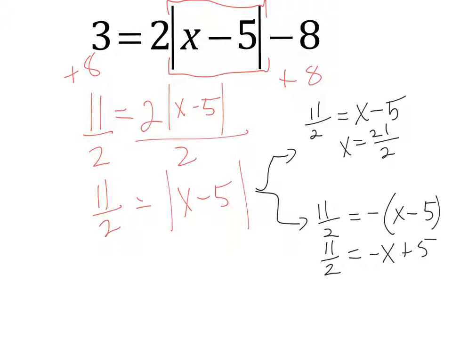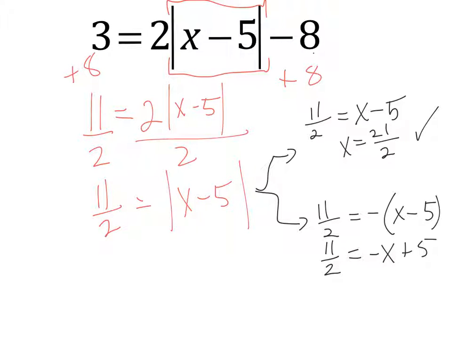If I were to plug that back in, I end up getting 21 over 2 minus 5 is going to be 11 over 2. Absolute value is still 11 over 2. 2 times 11 over 2 is 11. Minus 8 is 3. Cool, this one works, and I plugged it in to check it. That's a really important step here.